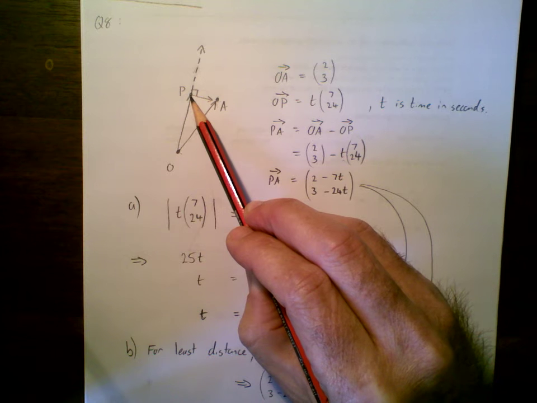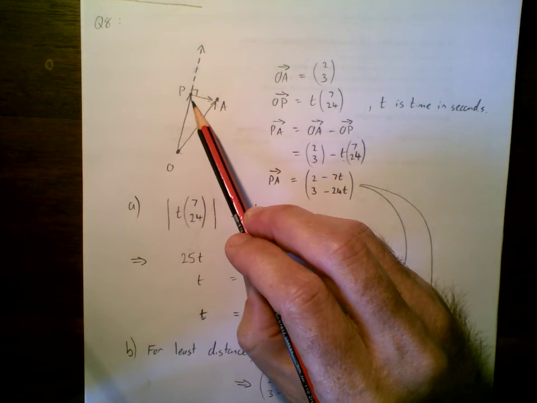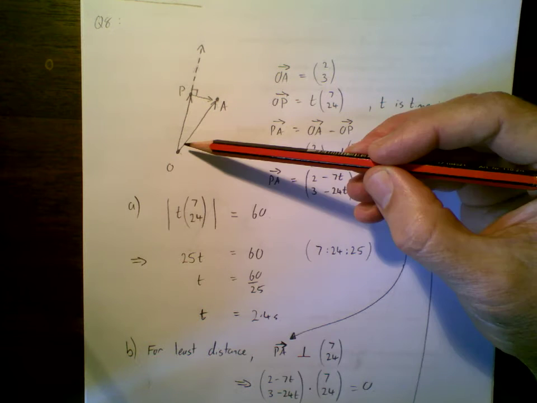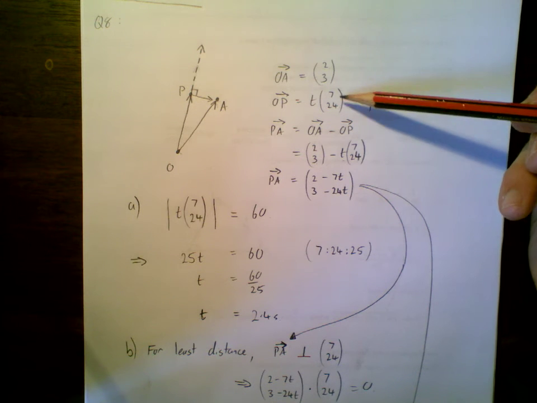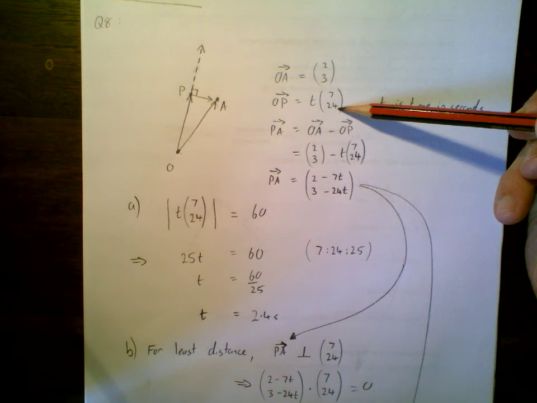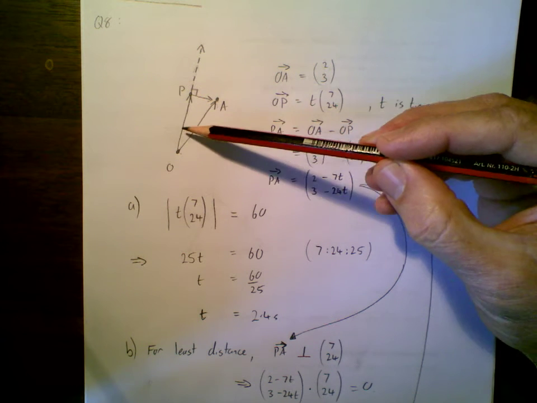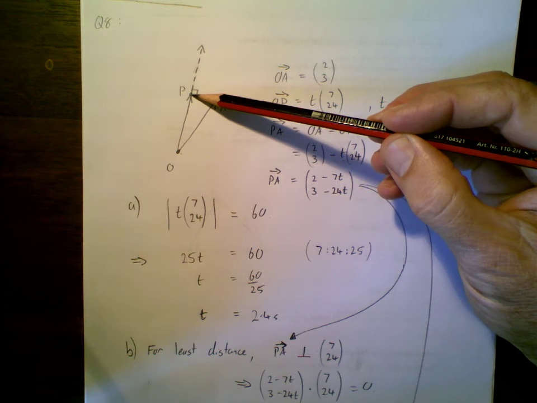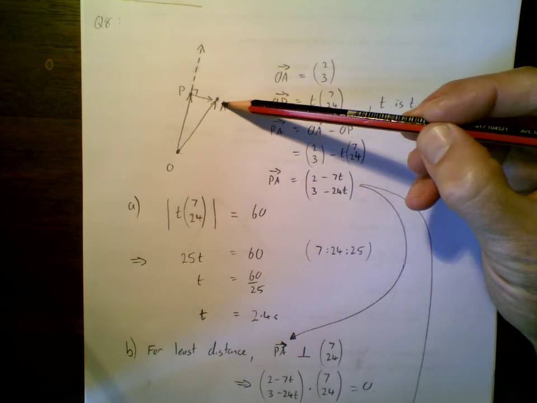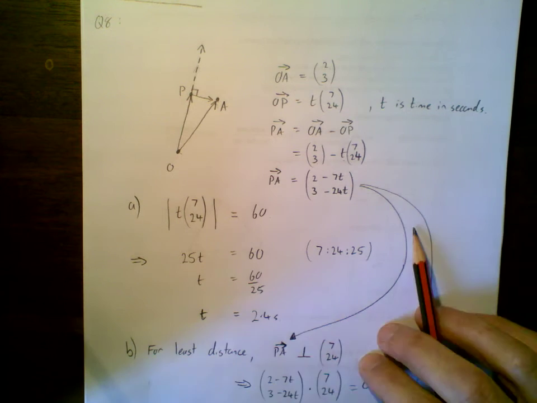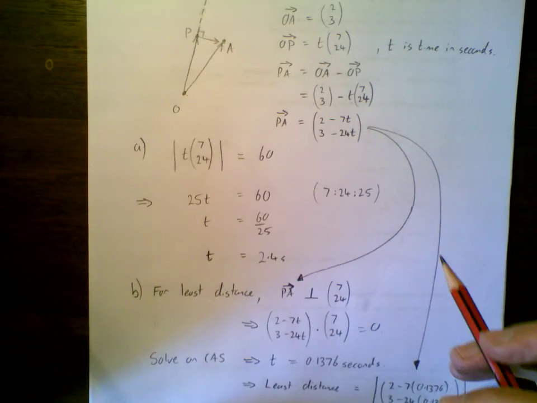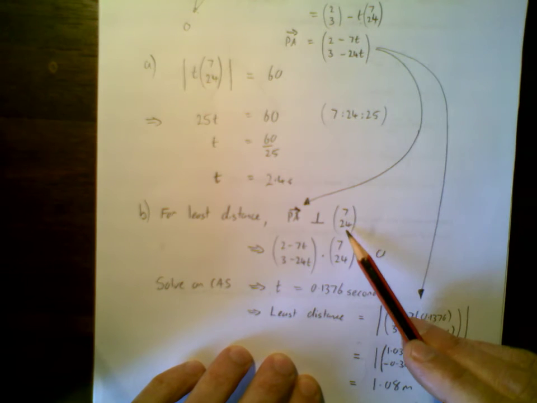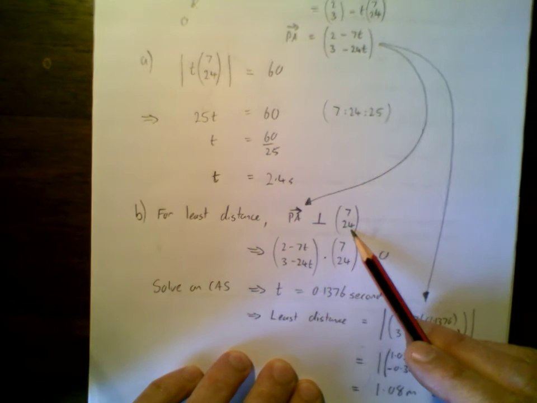So we can use the dot product to find that least distance. If we find the dot product of vector PA with the velocity vector 7i plus 24j, and set that equal to 0, that'll give us the time at which the ball is closest to player A. So you can see I've done this down here in part B of the question: vector PA perpendicular to the velocity vector, 7i plus 24j.